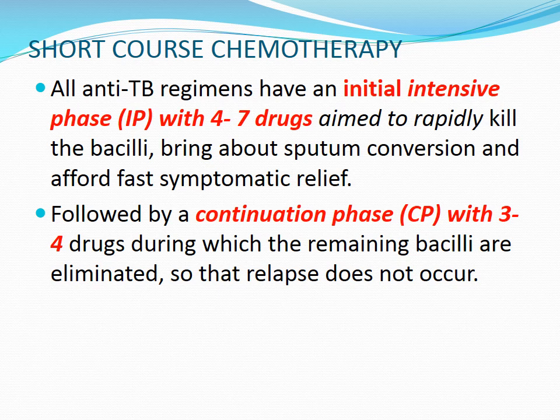All antitubercular regimens have an initial intensive phase, which may vary from 4 drugs to 7 drugs. Remember, there are various categories of tuberculosis. In some tuberculosis, the intensive phase is carried out with 4 drugs; in some, with a maximum of 7 drugs. So what is the aim of this intensive phase? Yes, to rapidly kill all the subpopulations of tubercular bacilli, bring about sputum conversion, meaning from sputum positive to sputum negative, and afford fast symptomatic relief.